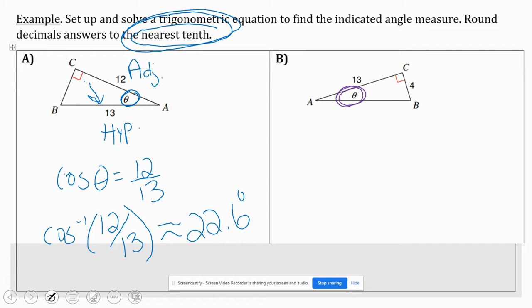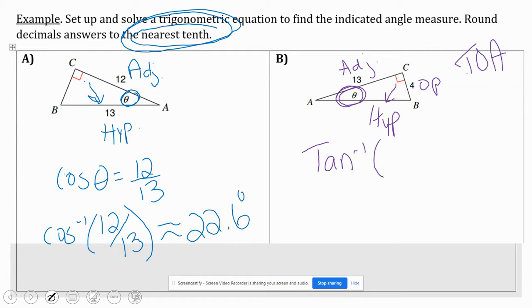Example B, our angle is again at angle A. This is our hypotenuse because it's opposite the right angle. 4 is our side opposite, it's not touching the theta. 13 is the side adjacent because it is touching theta. So we have OA, TOA, tangent. So this time we're going to use tangent, opposite over adjacent.